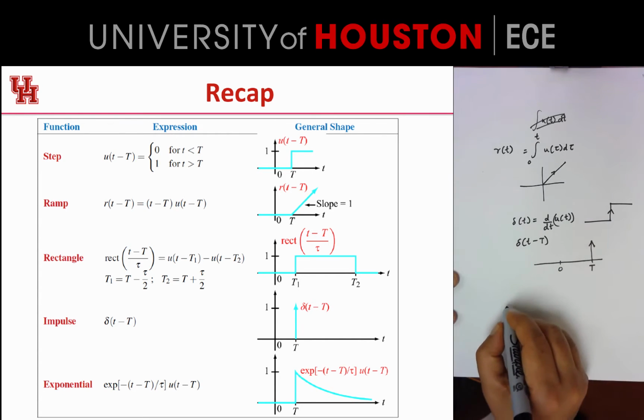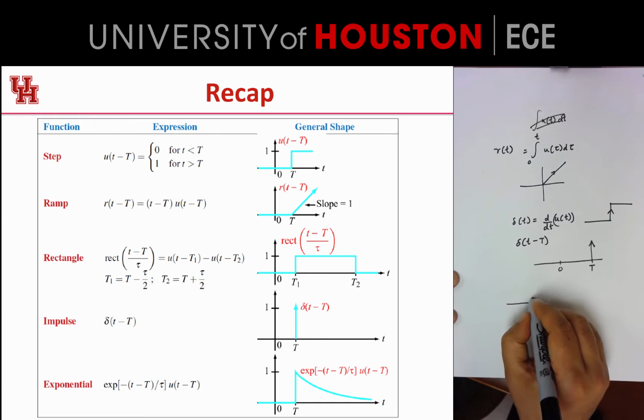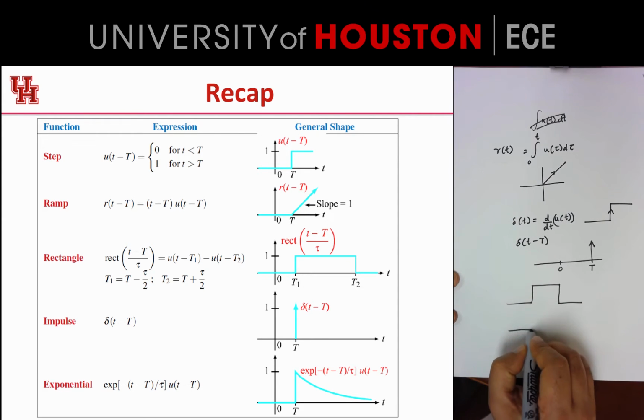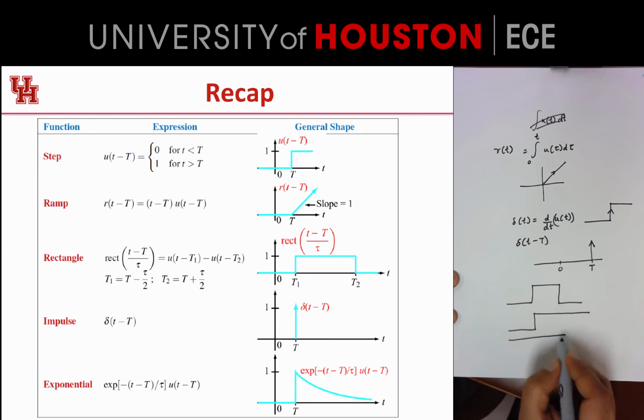As the simplest example, the rectangle function can be built up by essentially taking a unit step function like this and then subtracting out a unit step function like this. So if I subtract this from this, I get that. So these functions can be combined in a multitude of ways to give other signals that can be useful.